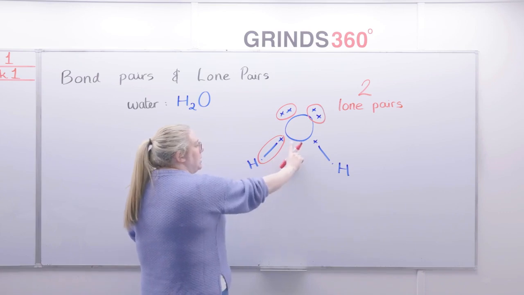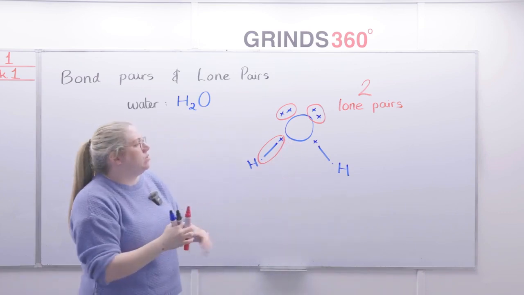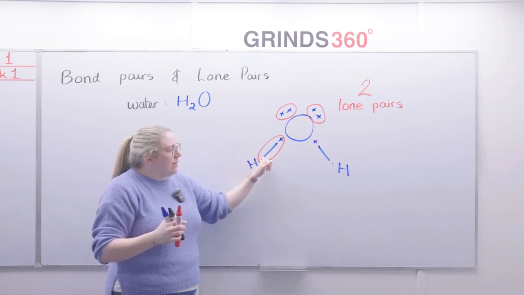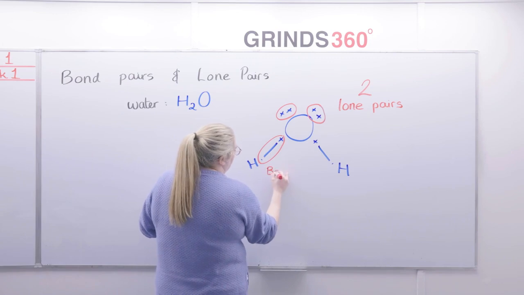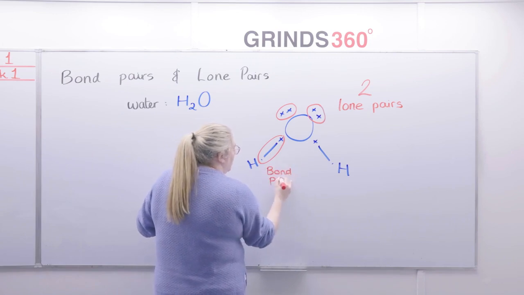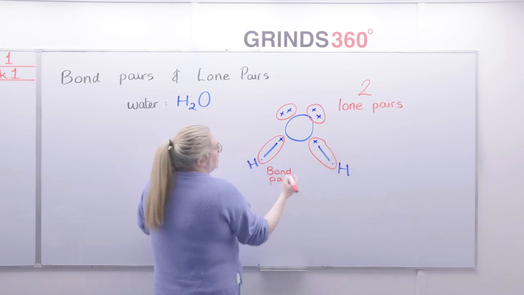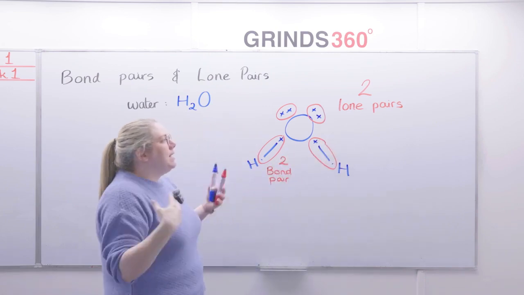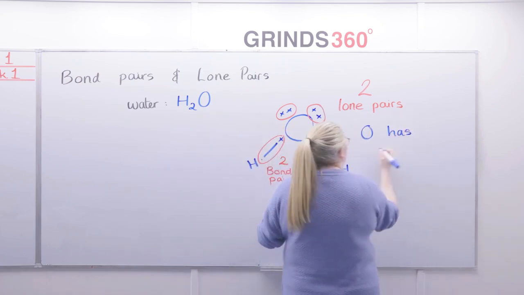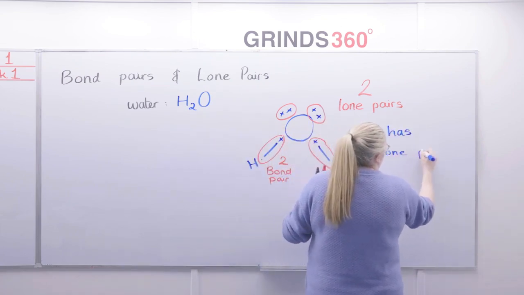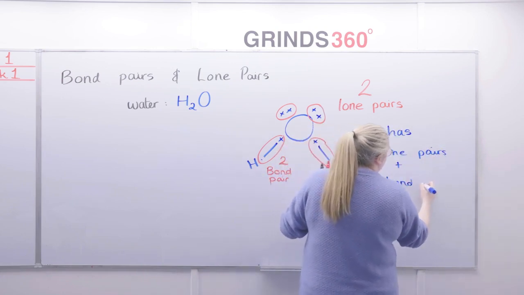Now here, in this bond between the oxygen and the hydrogen, you have 1 electron from the oxygen and 1 electron from the hydrogen. This is a pair of electrons, but it's involved in bonding. We call that a bond pair. And again, it's 1 bond pair here, but then you have a second one here. So oxygen, if I was asking you about the structure of it, according to this information, has 2 lone pairs, and it also has 2 bond pairs.